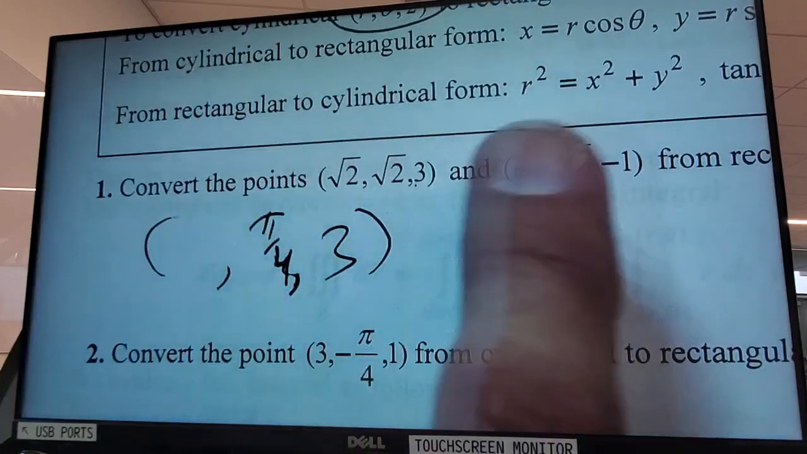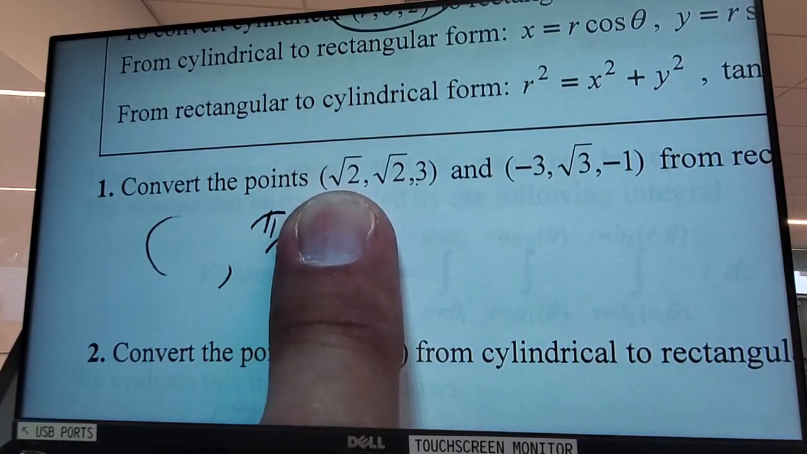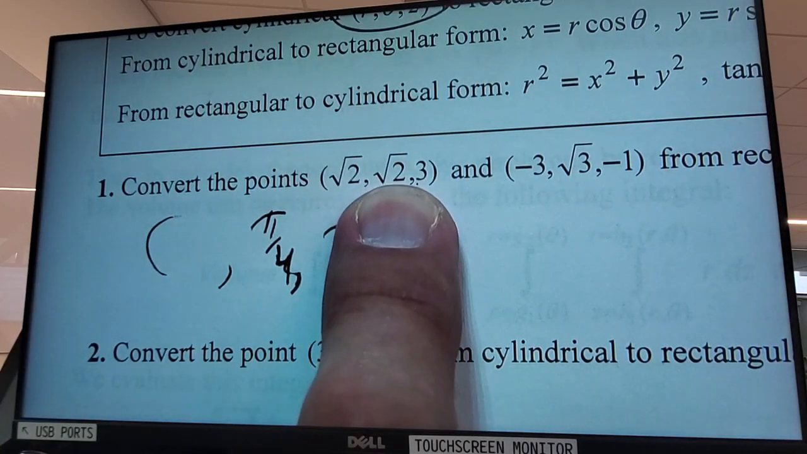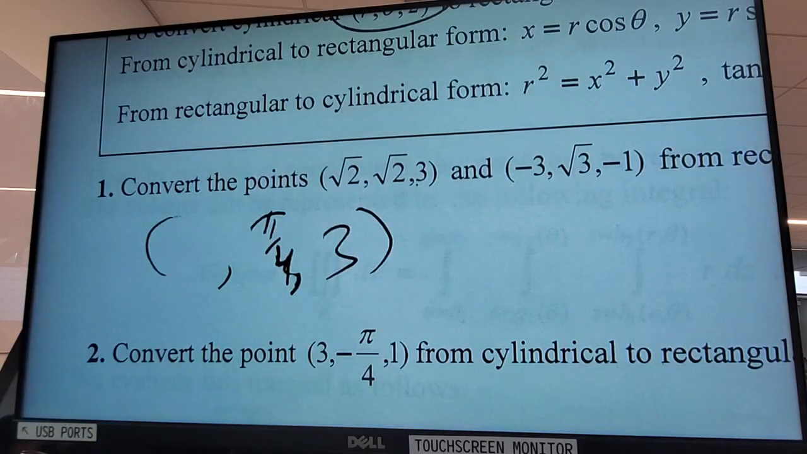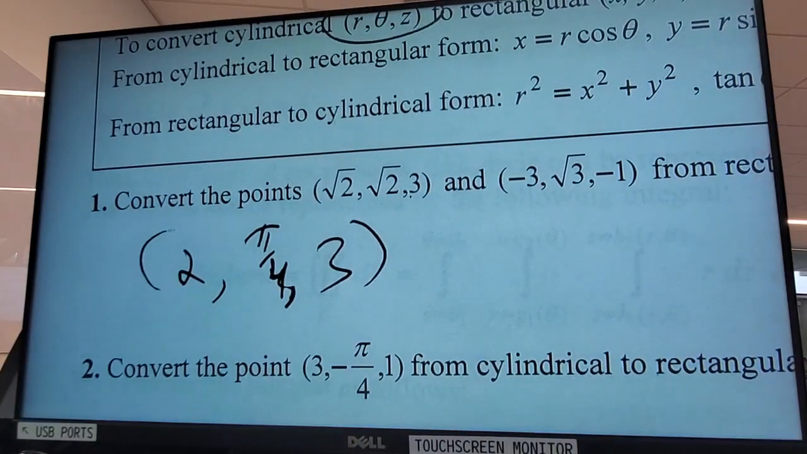How do I get R squared? I take x squared. What's x squared? And what's y squared? Add those together. 4. So it's 2. So it's 2, not square root 2. Okay. Say it together. That's the way it should be.